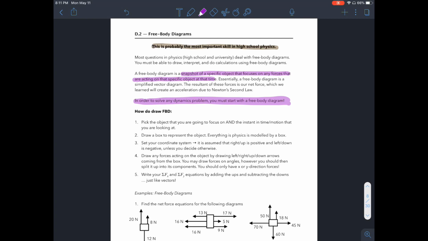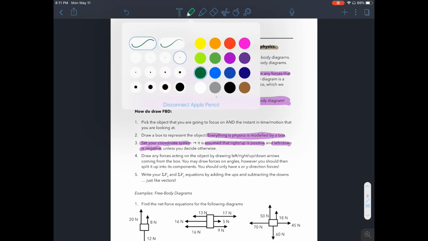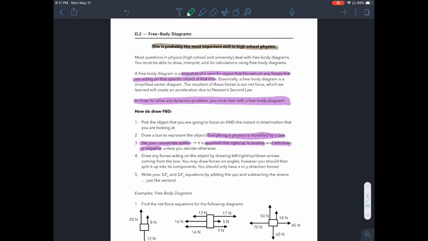Draw a box, okay? Everything in physics is represented or modeled by a box. It just makes things nice. You've got an object, draw your box, okay? Then you need to set your coordinate system, okay? We always assume that right and up is positive and left and down is negative. But if you want to do otherwise, you can do that, right? You can decide otherwise, and we're going to see a little bit later in this unit how that can change.